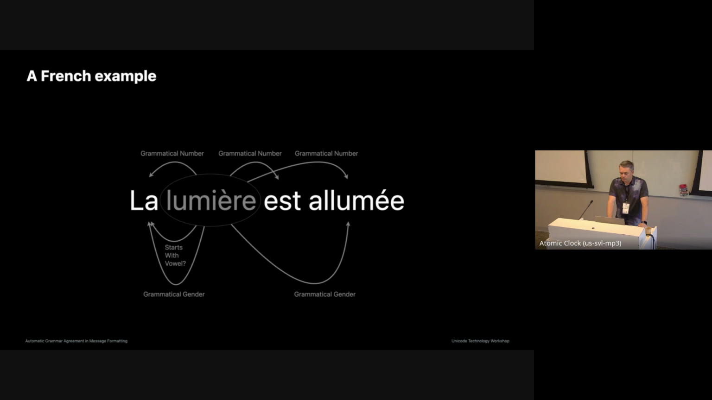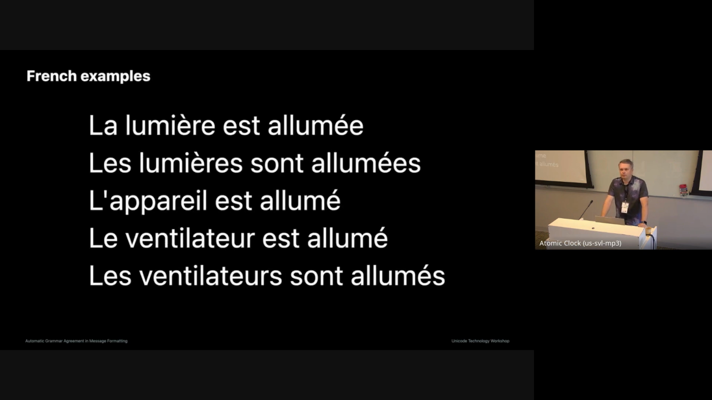And to give some examples, there are 5 possible ways to write the same thing depending on what thing I am turning on. So the first one is like the light is on, second one is the lights are on, the third one is the device is on, the fourth one is the fan is on, and the last one is the fans are on. And you can see that the spelling changes quite a lot. So enumerating all the possible values for every language that you support is really difficult, and it's not really, well, I mean, it's viable, but it's not convenient and it's difficult. And we want to make that a little bit simpler.